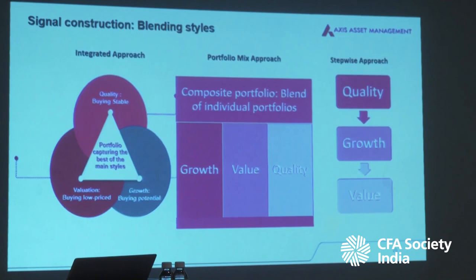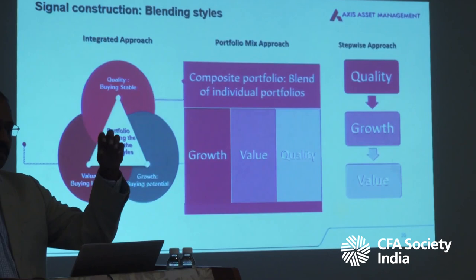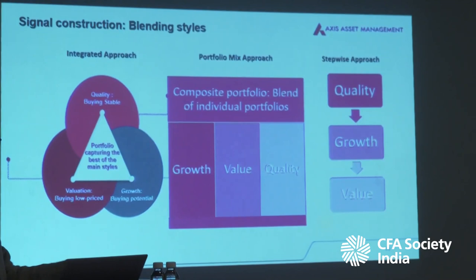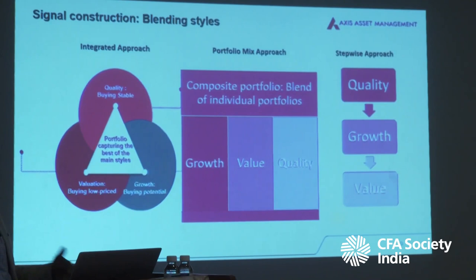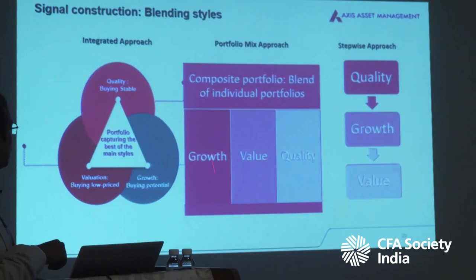The other is you first put together your growth portfolio, your value portfolio, and then a quality portfolio, and then allocate money to them depending on how you want to do it. So let's say you could allocate 30% to growth, 40% to value, and 30% to quality. I'm just making an example. You could then rebalance each of these portfolios individually at whatever rebalancing frequency you choose, and that is your composite portfolio. Essentially, you're managing three sub-portfolios to manage the overall portfolio.